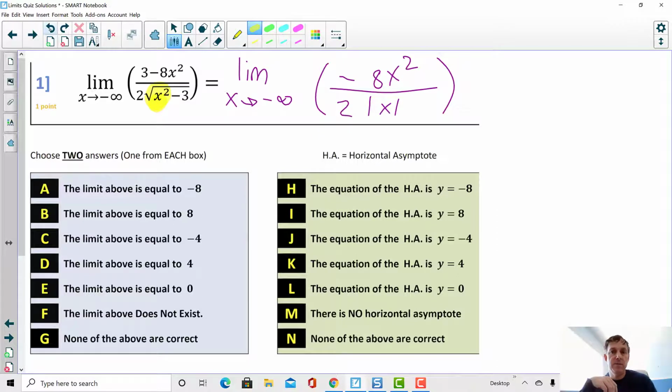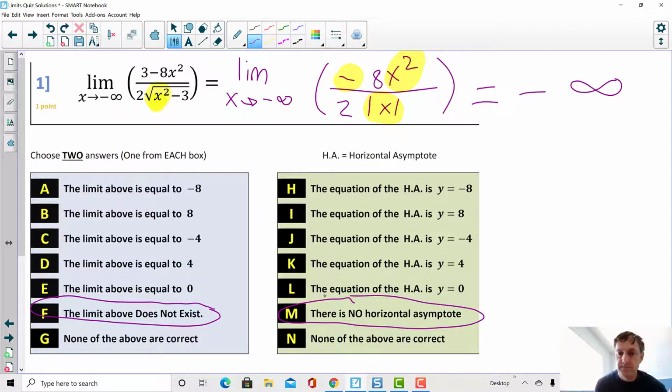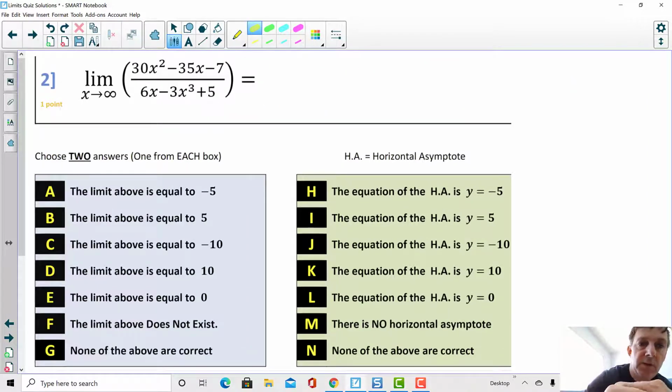Now when you compare the bottom to the top, the top is going to win. We are plugging in a negative infinity, but that's not going to matter because here it's squared, and here the negative gets canceled, so there really is just one negative. So here we're going to say that the limit does not exist, and we're going to say there is no horizontal asymptote.